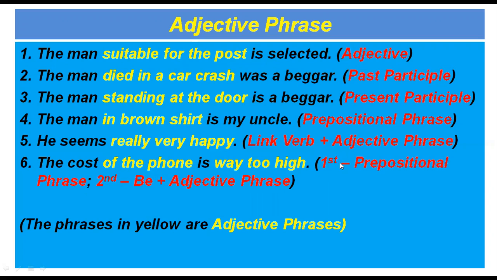So in brackets, we have the instruction. The first one is an adjective phrase. I mean, basically a prepositional phrase, but this is an adjective phrase because it gives more information and modifies. And the second one is an adjective phrase. Following this structure, be takes an adjective phrase. So the phrases in yellow are adjective phrases.